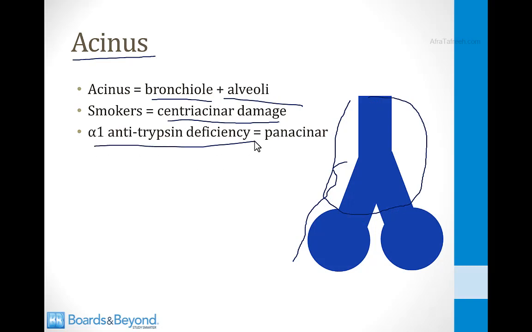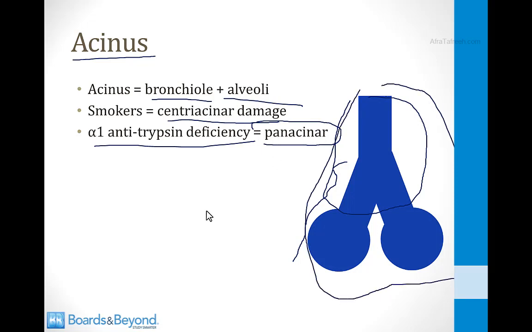Patients who have antitrypsin deficiency get what's called pan-acinar damage, so they tend to have damage to this entire structure here, and it's very high yield to know that smokers get centri-acinar, sometimes called centrilobular damage, and antitrypsin patients get pan-acinar or panlobular damage.